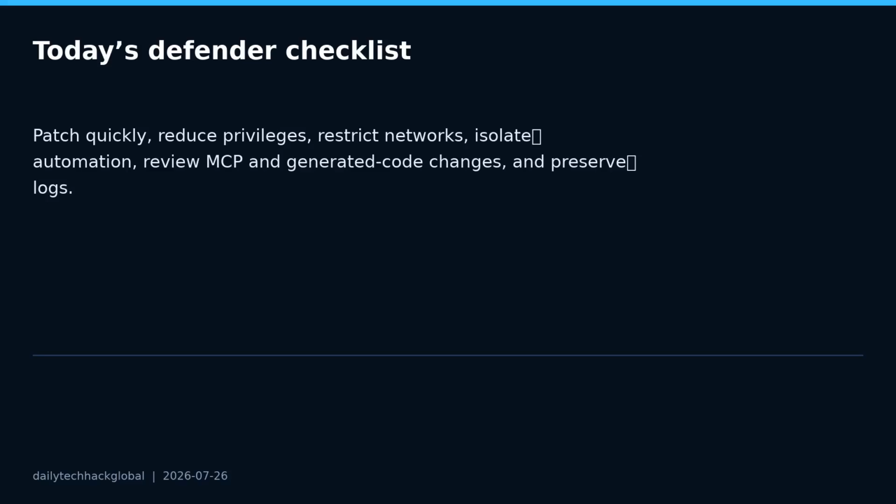and restore-related activity. Across today's CVEs, the theme is simple: generated code, agent tool configuration, DNS services, and data stores are production attack surfaces. Patch quickly, reduce privileges, isolate automation, and preserve logs before cleanup.